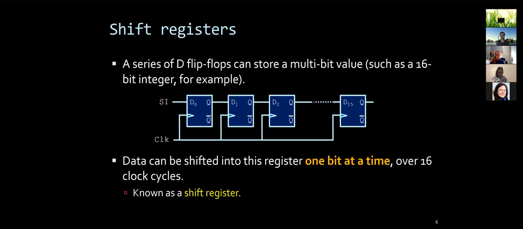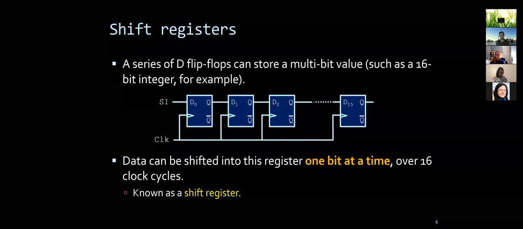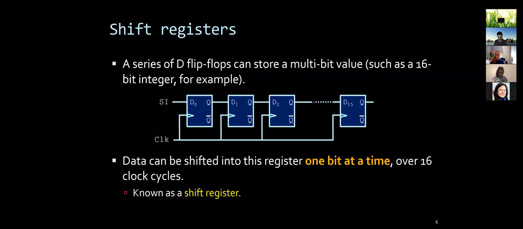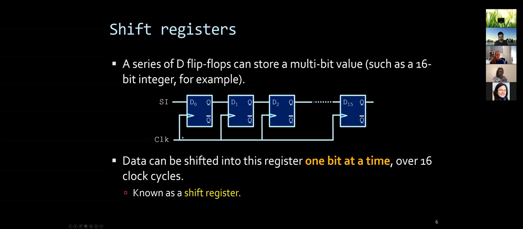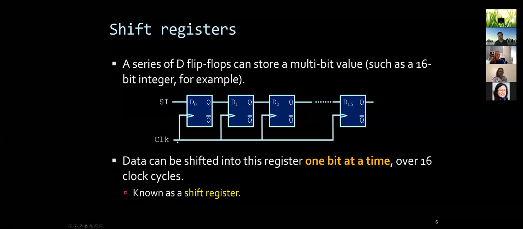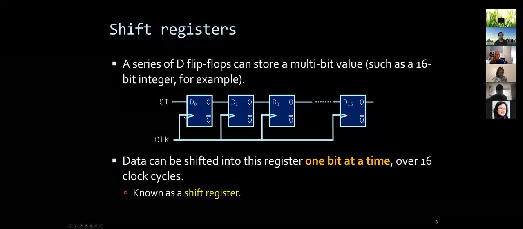Flip-flops, for example D flip-flops, can be a building block to store a multi-bit value, such as a 16-bit integer. This is one example. You just connect 16 of those, all of them connected through the same clock. We use the clock negated, so it's going to go up when the clock goes up. And that's essentially the very basic idea.